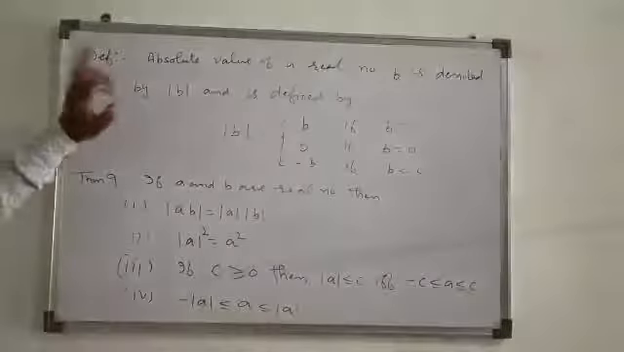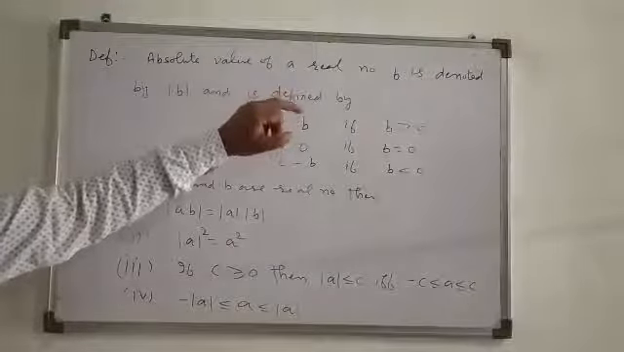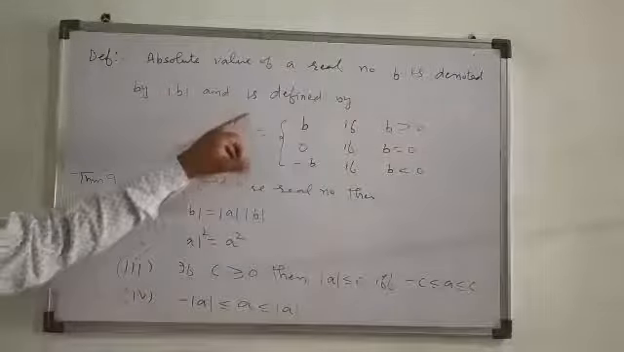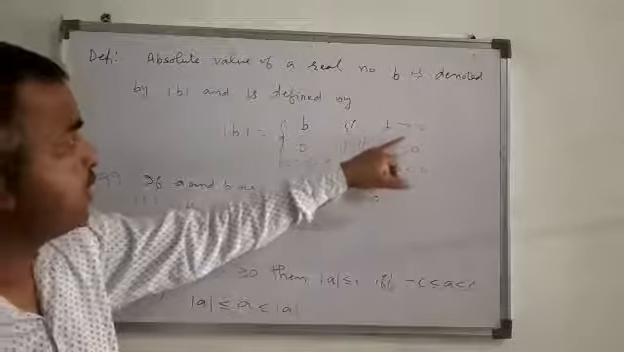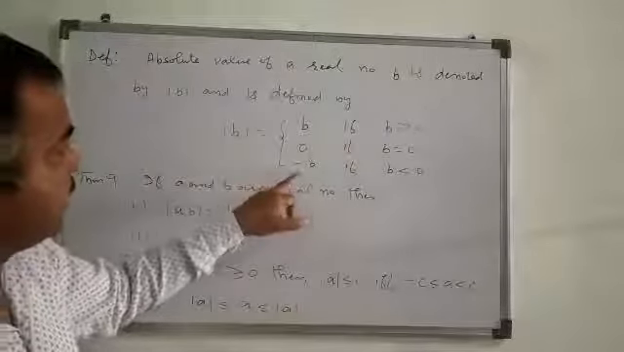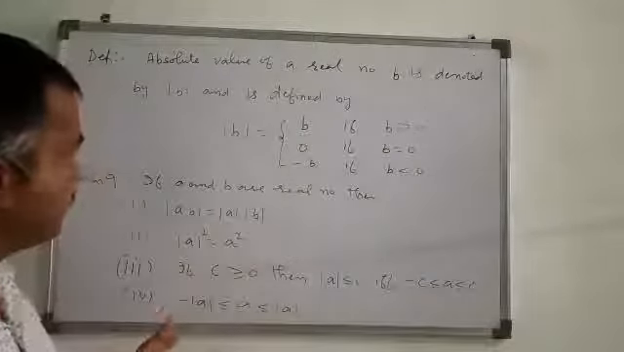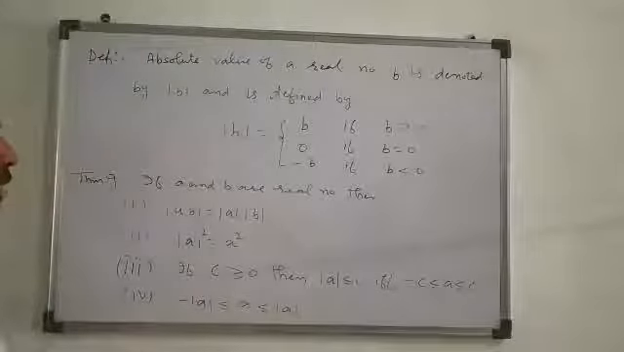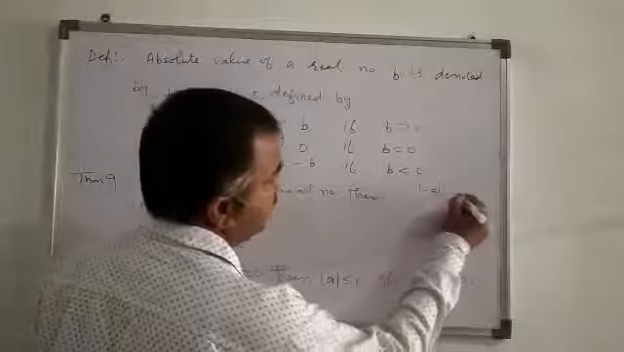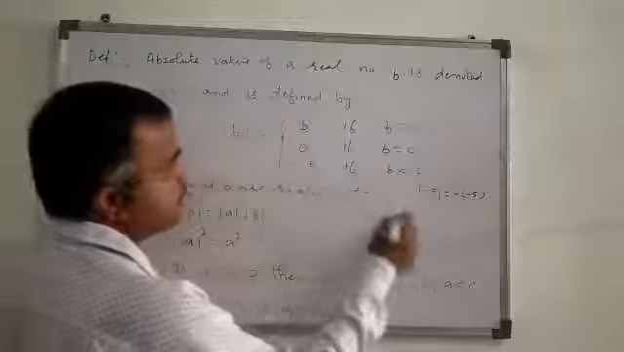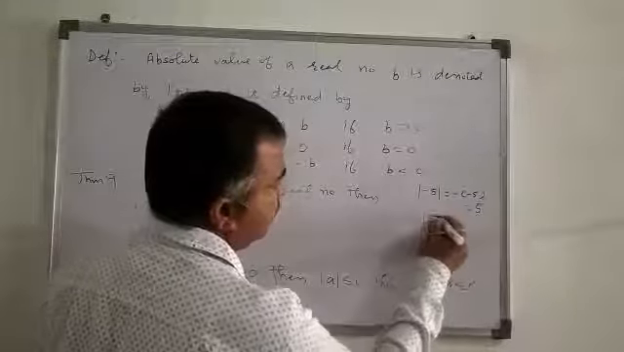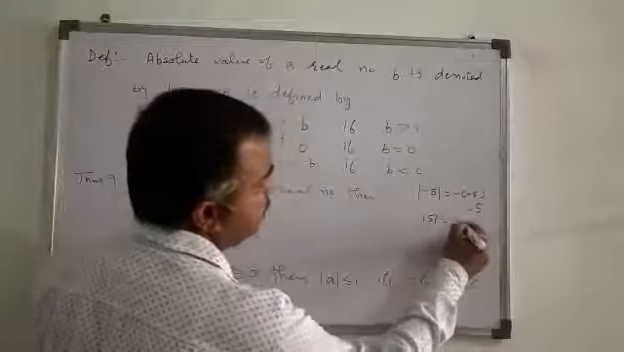First, definition. The absolute value of a real number b is denoted by mod b. This symbol is called mod and is defined by mod b is b if b is greater than 0, 0 if b is 0, meaning the absolute value of 0 is 0, and negative of b if b is less than 0. For example, the modulus of minus 5 will be equal to minus of minus 5, because minus 5 is less than 0, and this is equal to 5. So the modulus of 5, this 5 is greater than 0, is equal to 5.